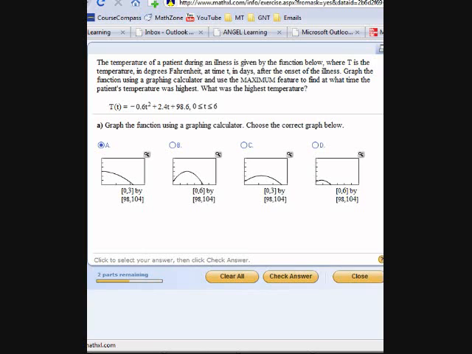Alright, this is from the homework. So let's look at this thing. Here's the problem, and they want you to come up with the maximum, and they want you to put this equation in the calculator and turn this into a calculator problem. Part A here, choose the correct graph. Okay, well let's go through and see how to look at this puppy.